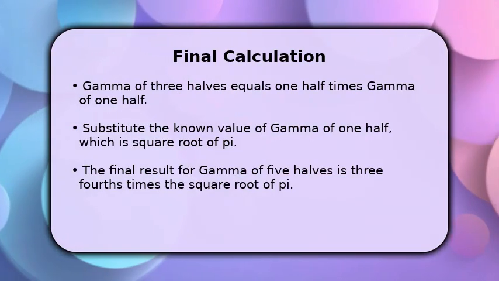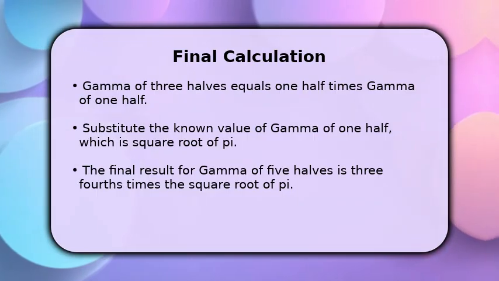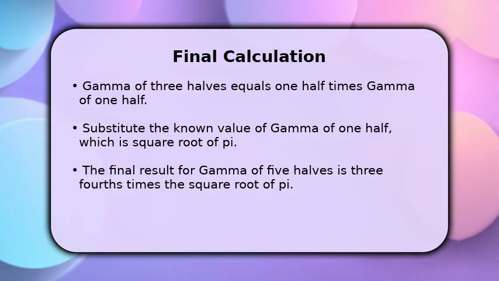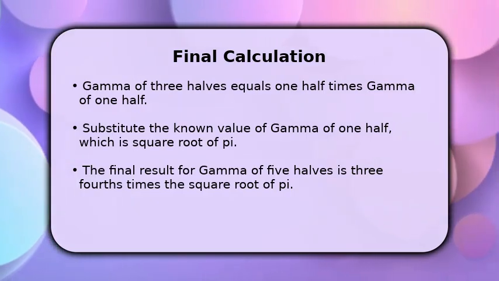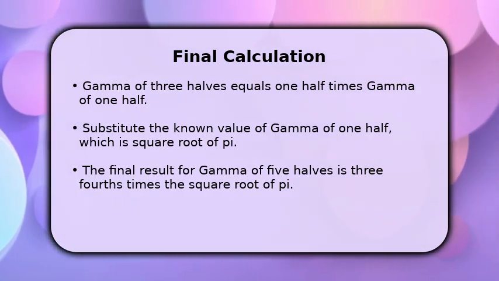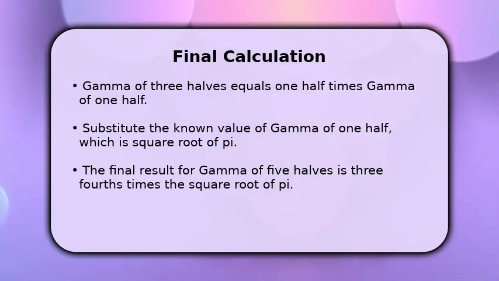Continuing our calculation, gamma of 3 halves simplifies to 1/2 times gamma of 1/2. Since we know gamma of 1/2 is the square root of pi, we substitute that value. Multiplying everything together, we find that gamma of 5 halves is equal to 3/4 times the square root of pi. This demonstrates the power of the gamma function's properties.